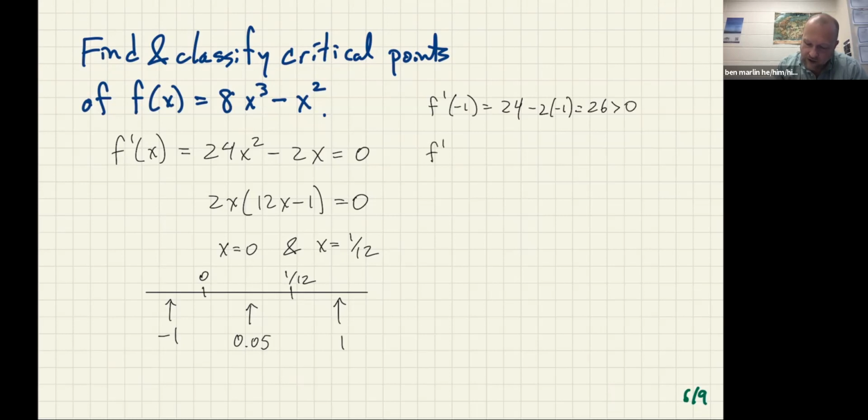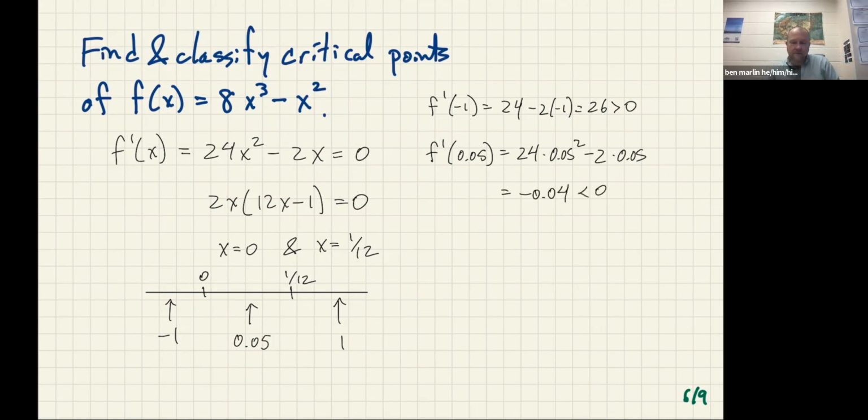Then I'm going to check f prime at 0.05. A little bit harder. So 24 times 0.05 squared minus 2 times 0.05. I cannot do that in my head, so I'm going to grab a calculator. 24 times 0.05 squared minus 2 times 0.05. And I got negative 0.04.